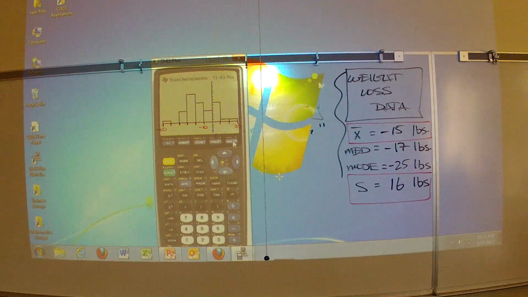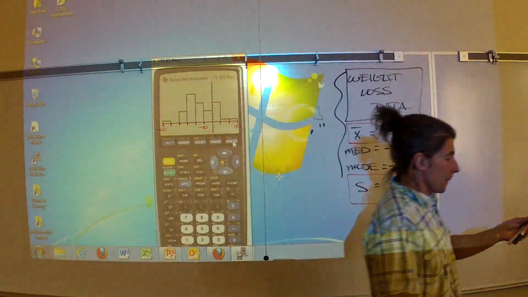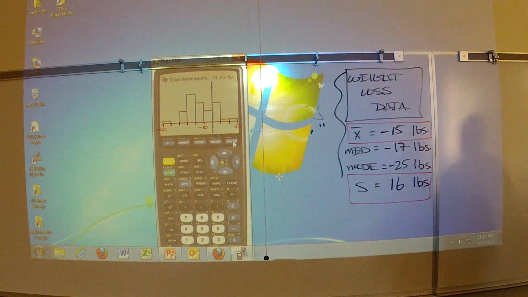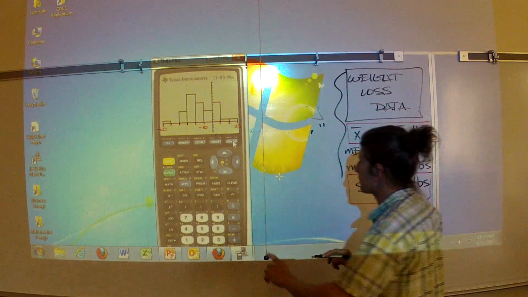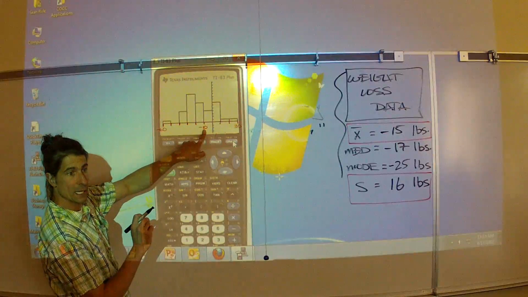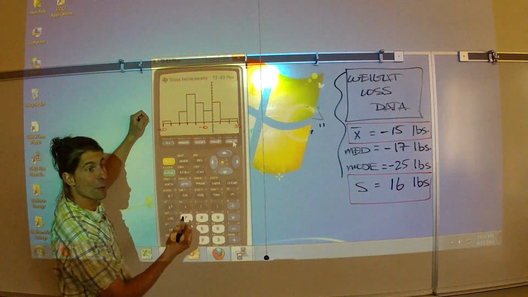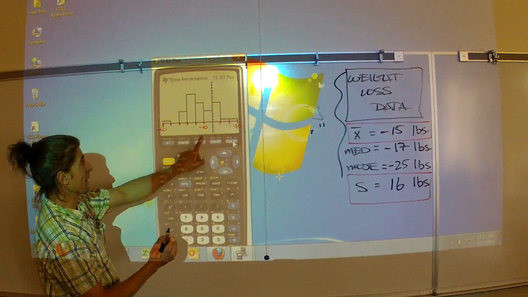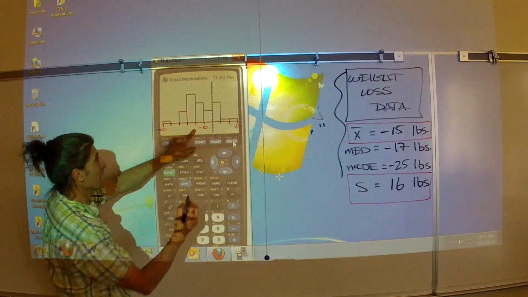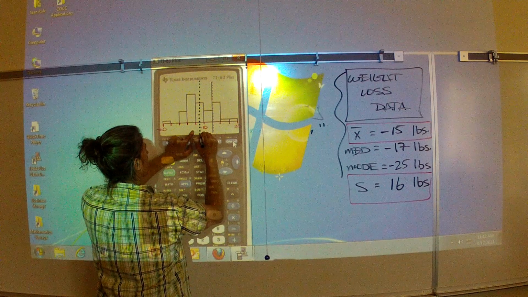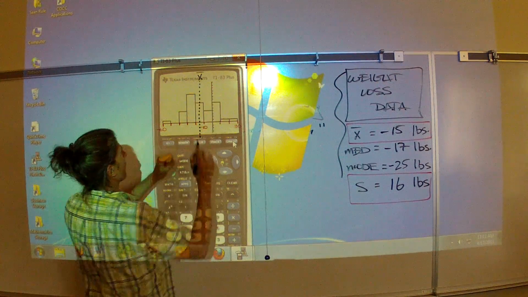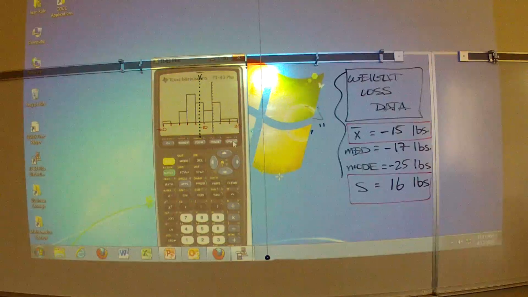So the first question I have is, where's the average on this graph? Now remember, we calculated the average from the raw data, didn't we? So where is it? It's at negative 15 pounds. So if this guy's negative 10 right here, half over. Half over, right? Because if that's negative 10, that's negative 20. So your average is going to be right here. Call that X bar. There's your average, negative 15.